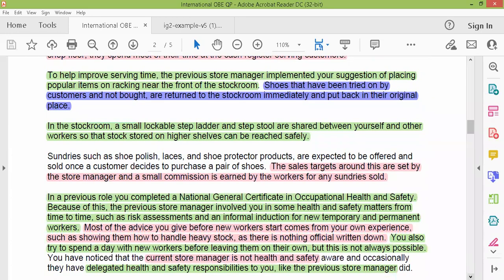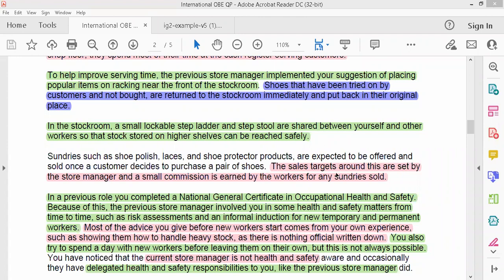Sundries such as shoes, polish, laces, and shoe protector products are expected to be offered and sold once a customer decides to purchase a pair of shoes. So they have sundries, which are a byproduct of these shoes. The sundries, polish, laces, and shoe protect products are available, and the workers are also offering them to the customers when they purchase the shoes from the store.